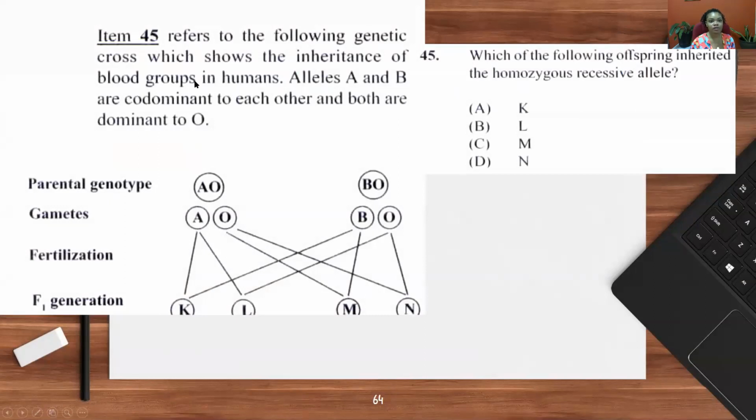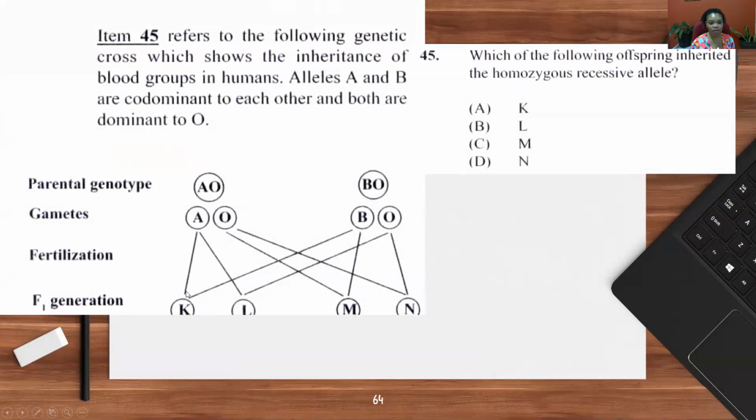Item 45 refers to the following genetic cross, which shows inheritance of blood groups in humans. Alleles A and B are codominant to each other and both are dominant to O. So the parental genotype is AO, and the gametes are here. And fertilization takes place. You have the F1 generation. So here, you just need to find out what K, L, M, and N are.